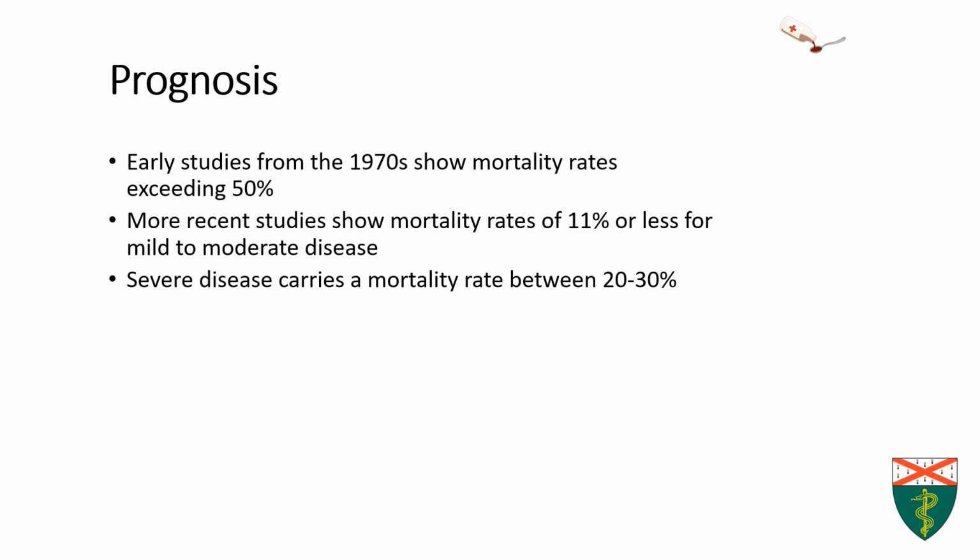In early studies, the mortality rates for patients with acute cholangitis were strikingly high, exceeding 50%. With improvements in care and advances in biliary drainage interventions, mortality rates have dropped. Recent studies show mortality of about 11% from mild to moderate disease. Although mortality rates in severe disease have also dropped, they are still relatively high at 20 to 30%.